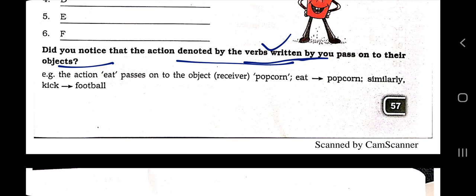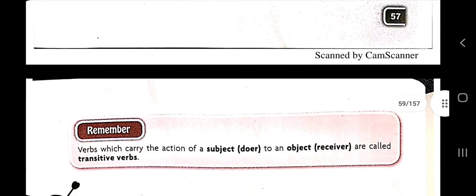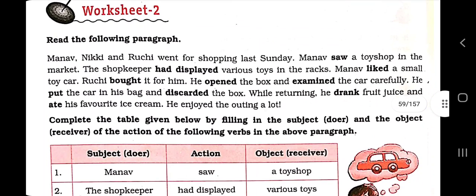Like we have written, F is making a castle. So castle is the object and this is the verb. The action eat passes on to the object popcorn, like in the first case. Similarly, kicks football or playing football, right? So in this case, the verb carries the action of the subject. The subject is the doer, as we have just done. Now the clauses and phrases where you have a clear understanding of the subject and the object, that is the receiver, are called transitive verbs. Now worksheet 2. Worksheet 2 has got some more information. It will give an idea of transitive verbs.